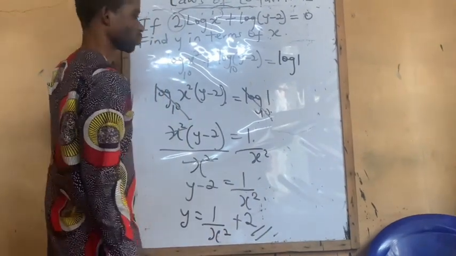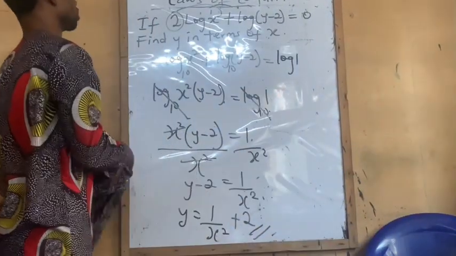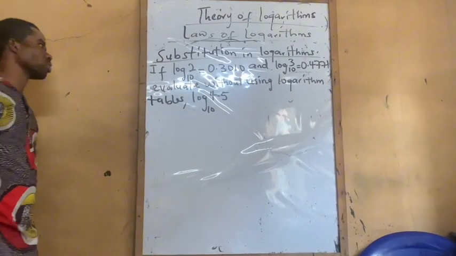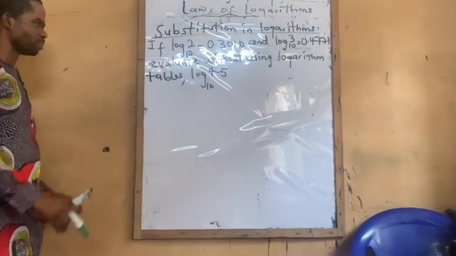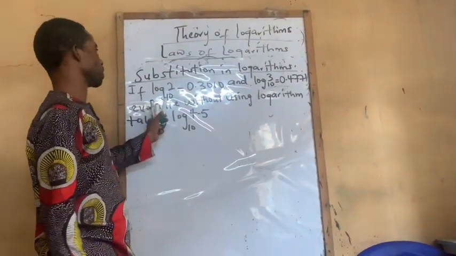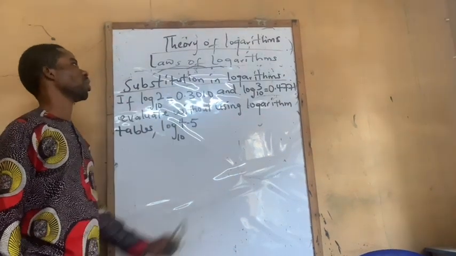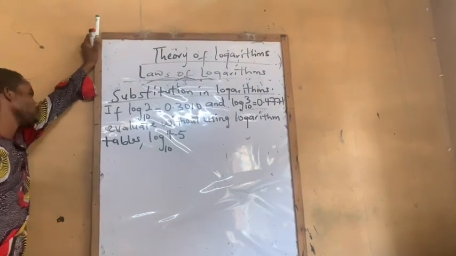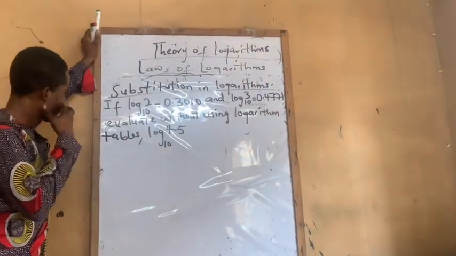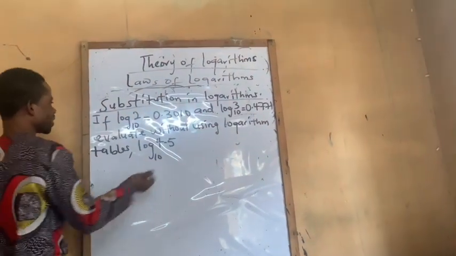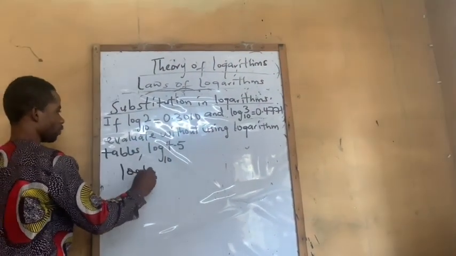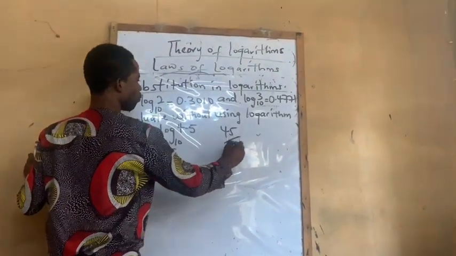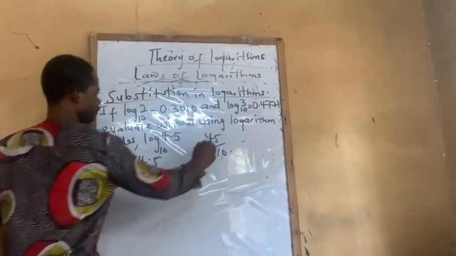The next one. Okay, this is substitution in logarithms. If log 2 base 10 is 0.3010 and log 3 base 10 is 0.4771, evaluate without using logarithm tables log 4.5 base 10. Now, we are looking for log 4.5 base 10. You know, 4.5 can be written as 9 over 2.